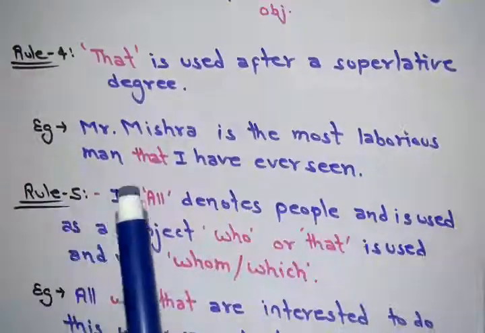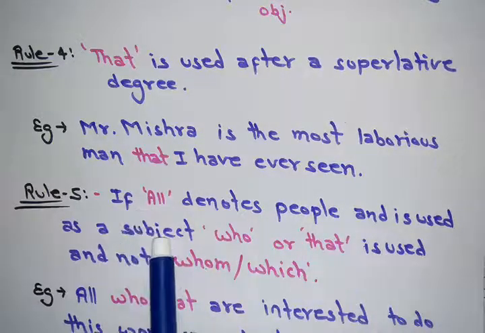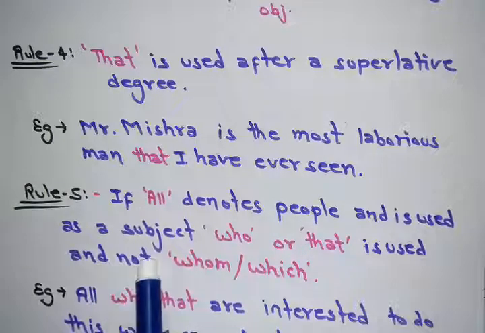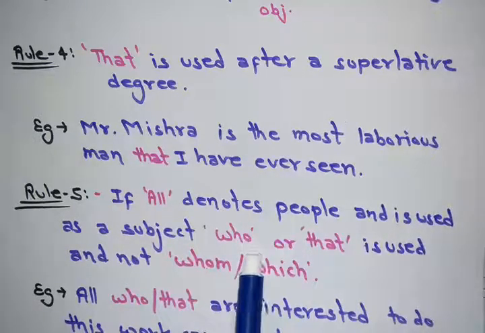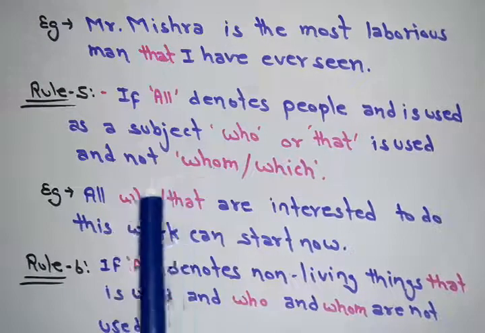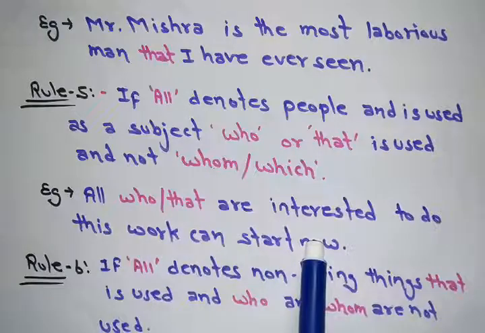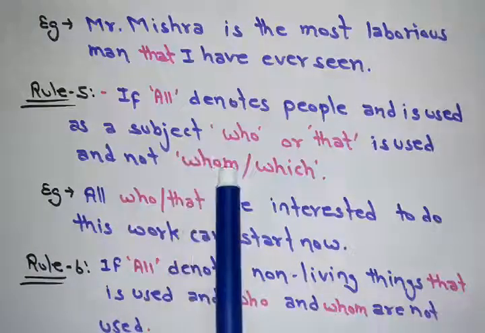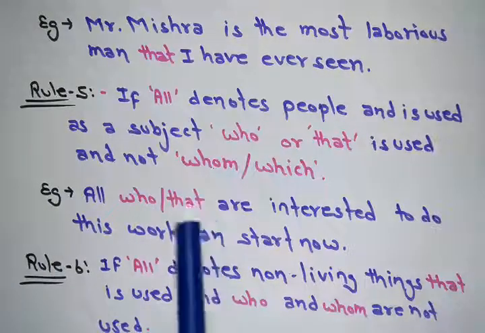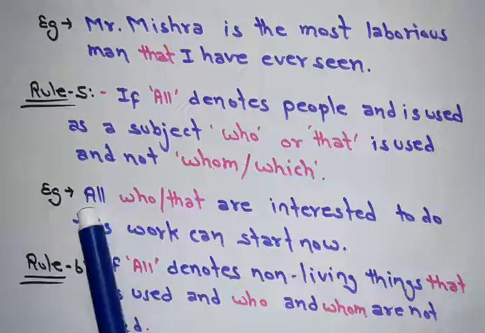Rule number five: if all denotes all people and is used as a subject, who or that is used and not whom or which. Let's see the example. All who are interested in this work can start now. All who or all that, both can be used here, but not whom or which. Always use who or that if all denotes people.